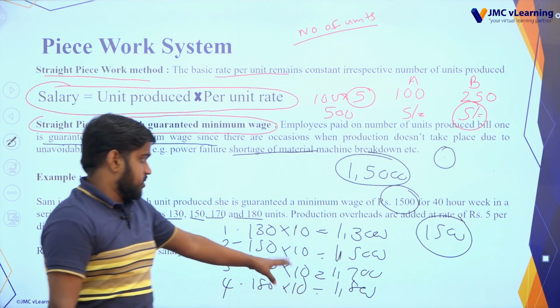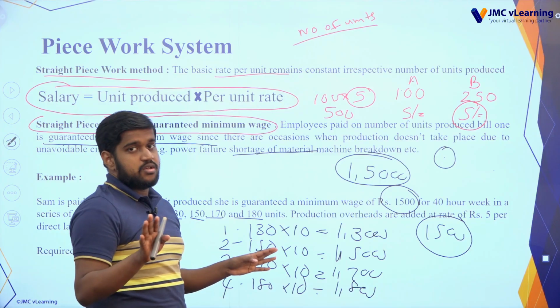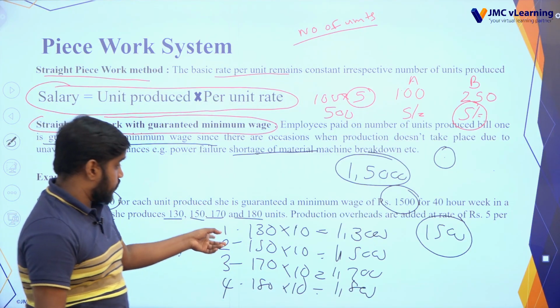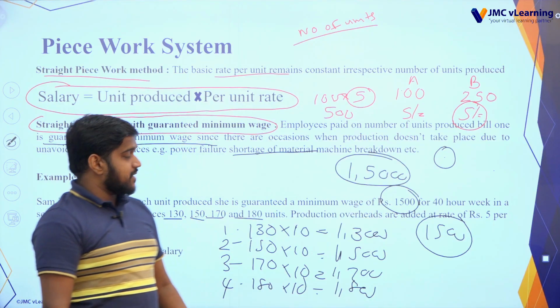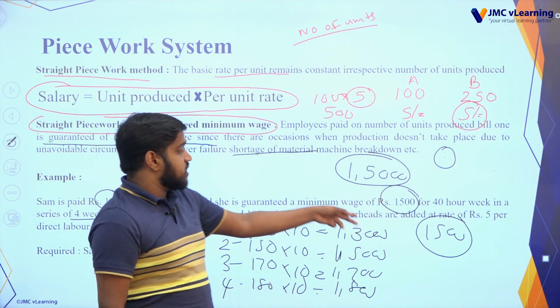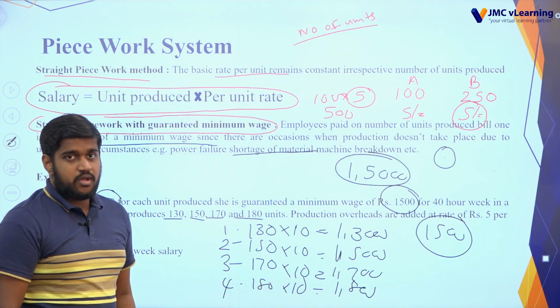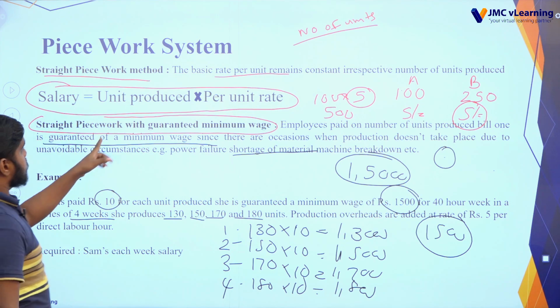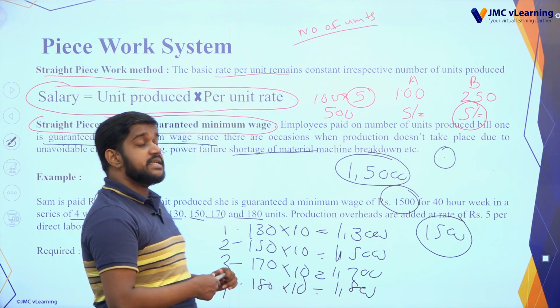Therefore, she doesn't have an issue with the second, third and fourth week. But when you consider the first week, her salary is less than her minimum wage limit. Therefore, she is eligible to get 1,500 for the first week. That is about the straight piecework with guaranteed minimum wage.